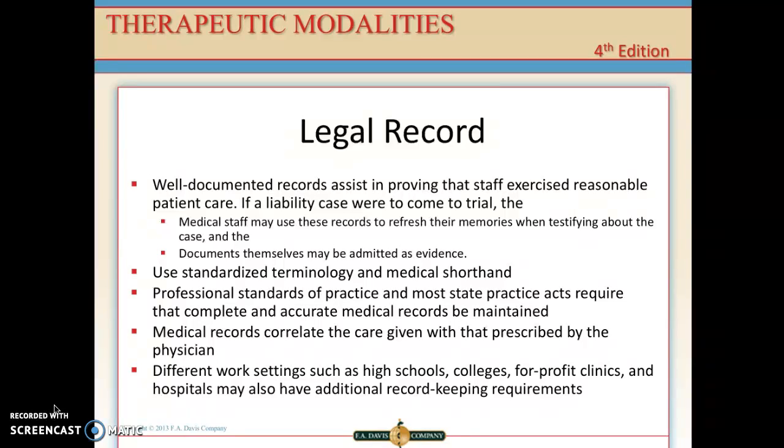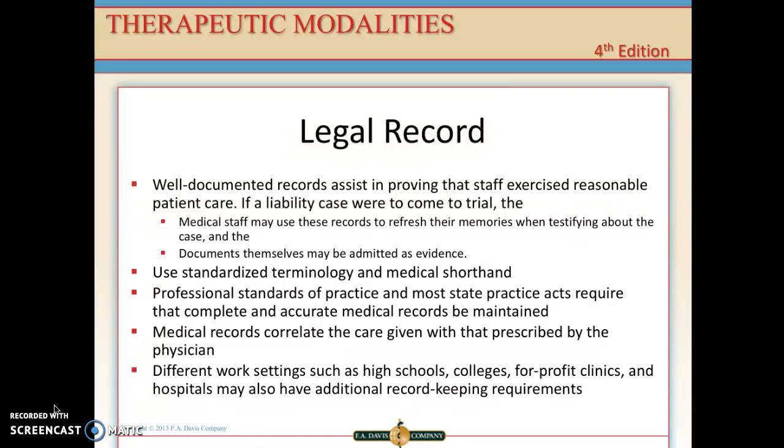Because of this, we need to use standardized terminology and medical shorthand. So what abbreviations, what terms are you going to use? You need to understand the professional standards of practice because they will require complete and accurate medical records, which is another way of saying if you're not keeping good medical records, you're breaking the law. Medical records correlate the care given with that prescribed by the physician. So you can prove that you did what the physician instructed when they were evaluating the patient.